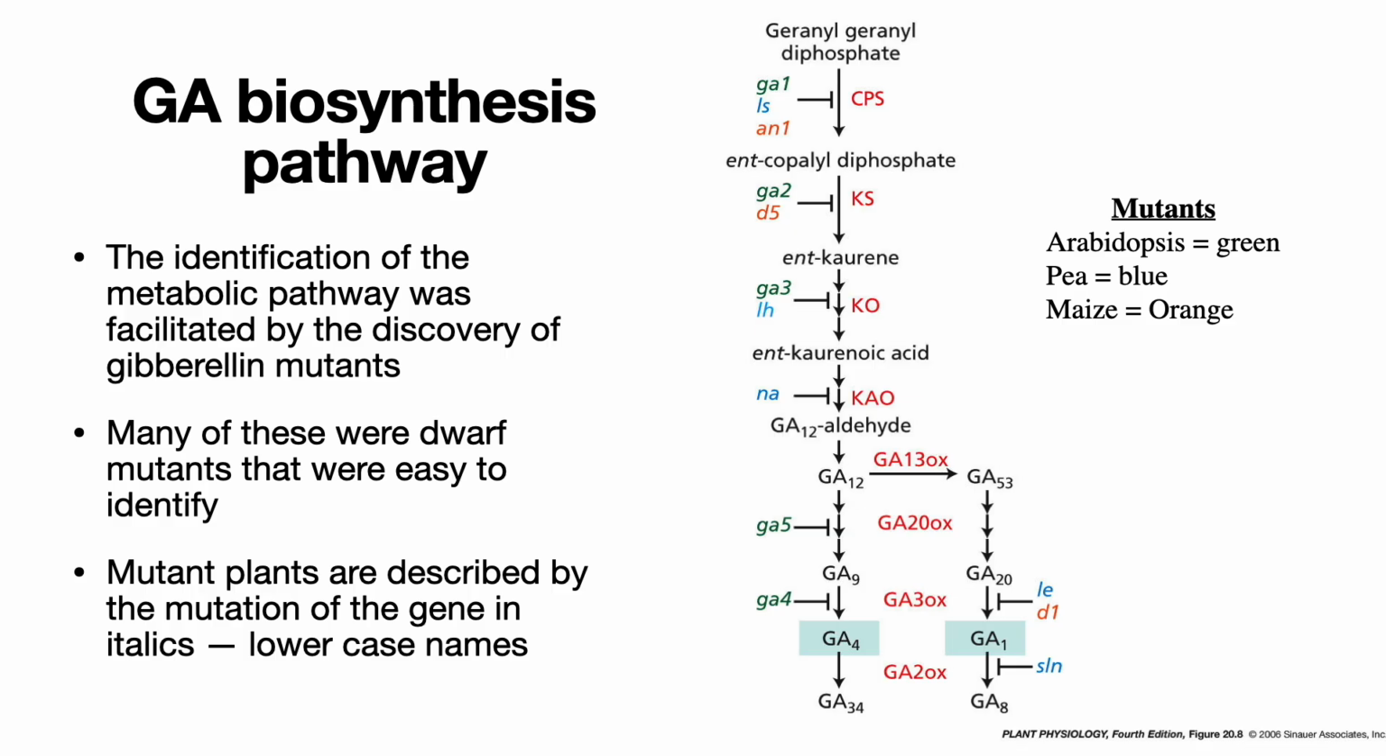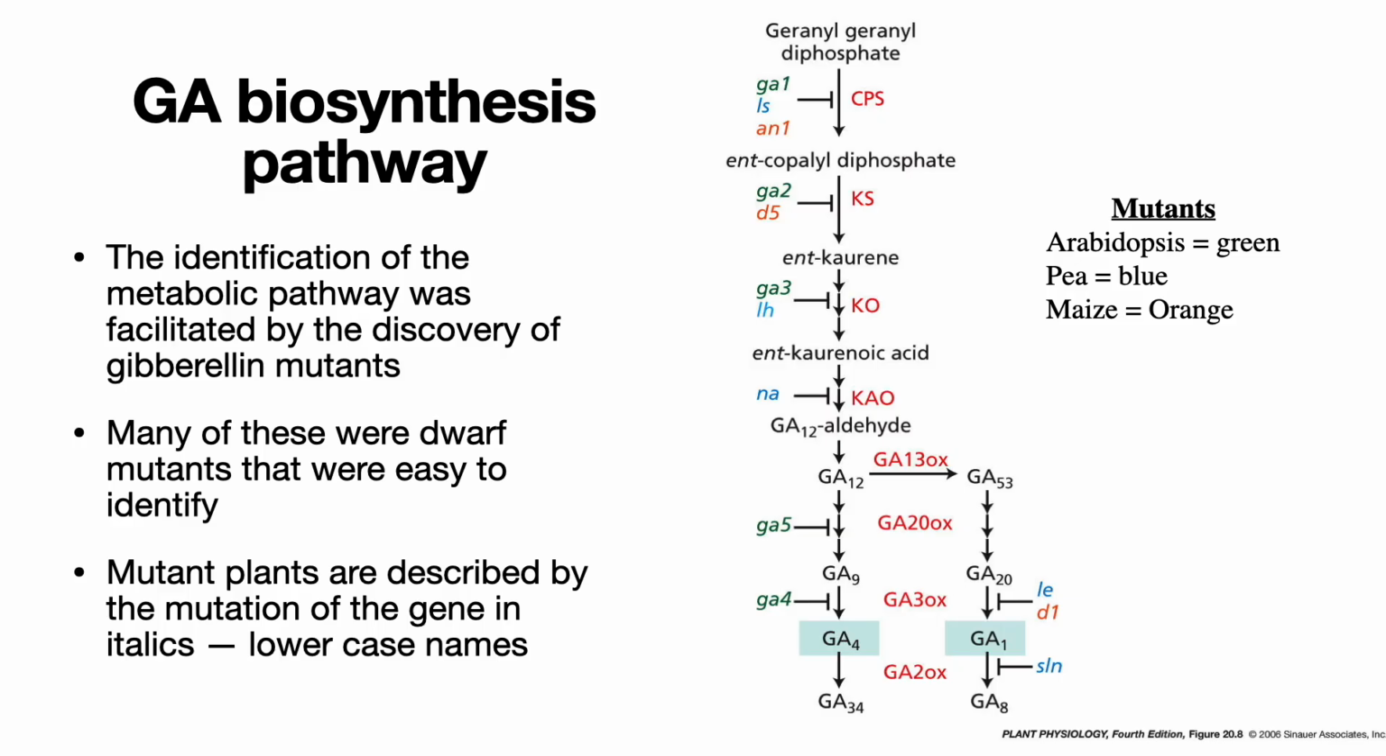The GA biosynthesis pathway was largely elucidated by using mutants of Arabidopsis, pea, and maize that were blocked in specific steps of the GA biosynthesis pathway. Many of these mutants were dwarf mutants that were easy to identify. In this figure, you can see each of the mutants associated with different steps in the pathway.